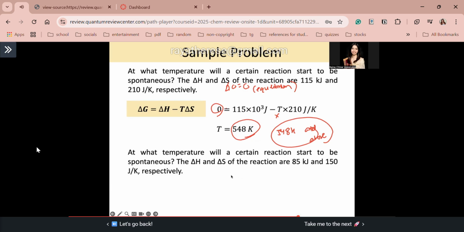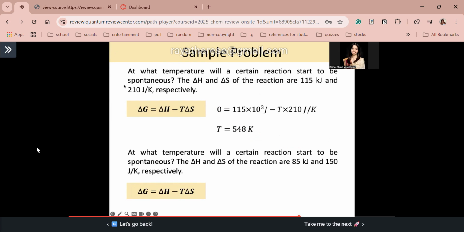Second, at what temperature will a certain reaction start to be spontaneous? The delta H and delta S of the reaction are 85 kilojoules and 150 joules over Kelvin respectively. So guys, we also use the same equation. Solving, we get 0 again on delta G is equal to 85 times 10 to the power of 3 joules, which is your delta H, minus T, which is your unknown, times 150 joules per Kelvin. Solving, we get T is equal to 567 Kelvin. So dapat guys, at T 567 Kelvin and above, the reaction will be spontaneous.